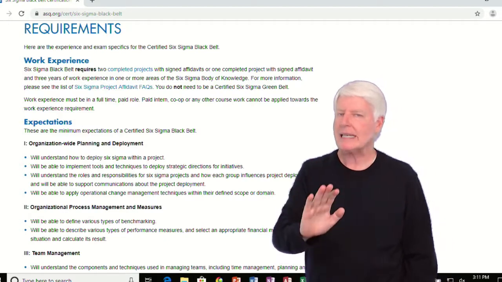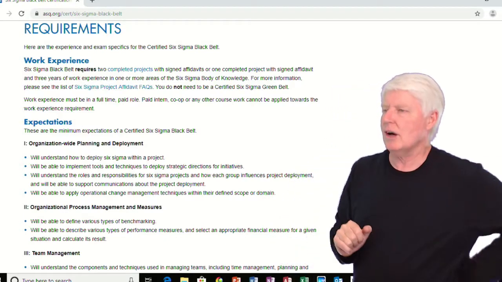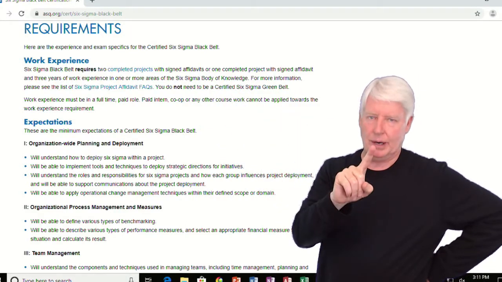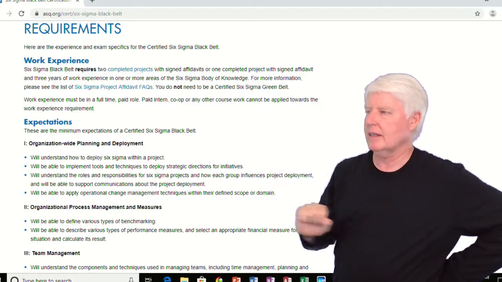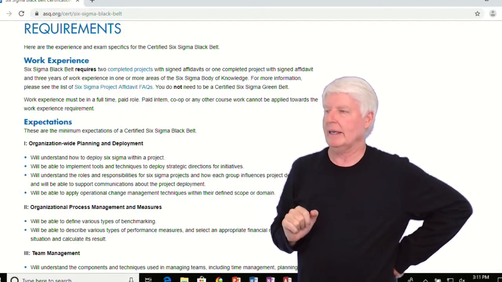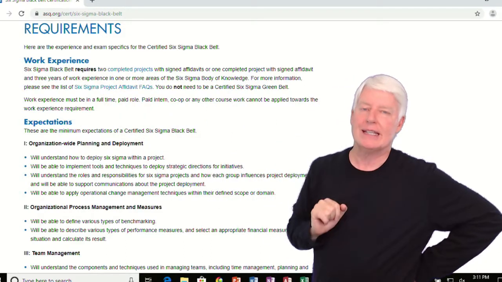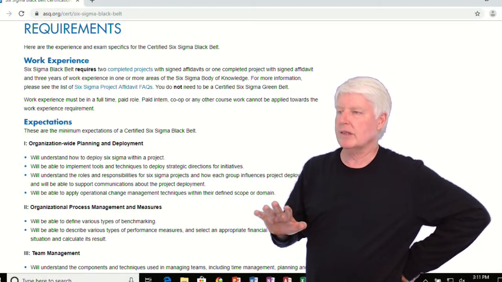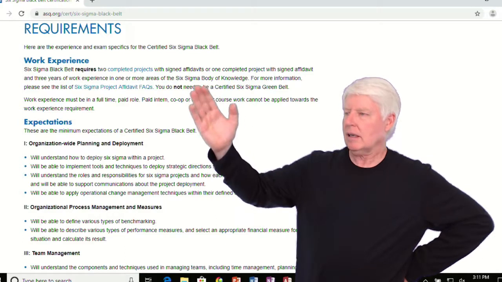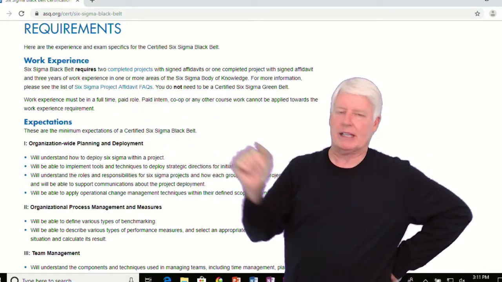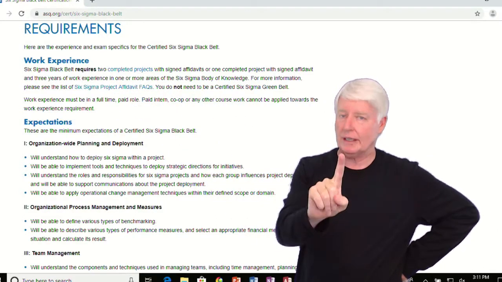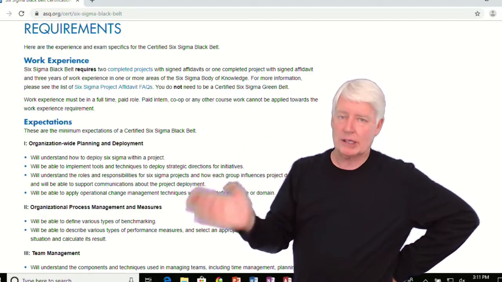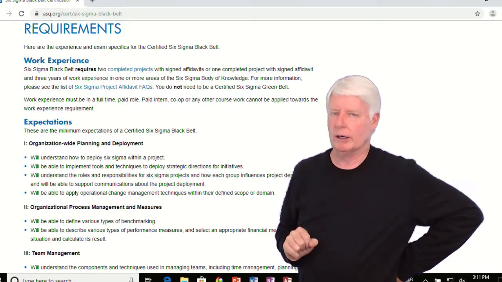Six Sigma Black Belt is a project-based class. So if you have no experience, you have to do two. Or one completed project with a signed affidavit and 3 years of work experience in one or more areas of the Six Sigma body of knowledge. So you're in good shape here if you simply have... how many years of experience? 3 years of experience. If you have 3 years of experience, you only need to do one project. But if you have no experience, you'll have to do two work projects.